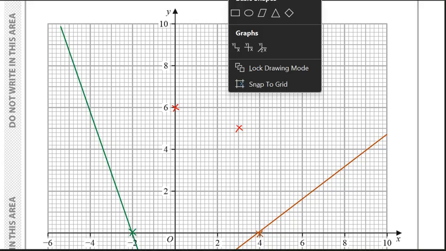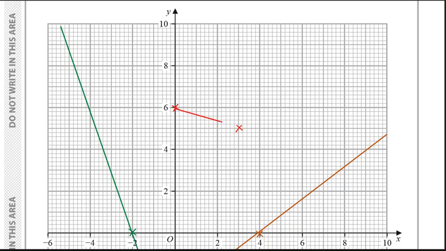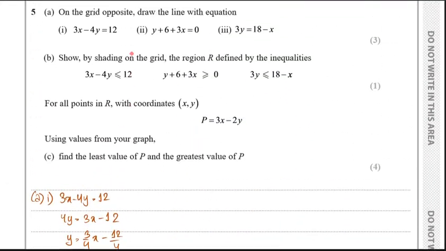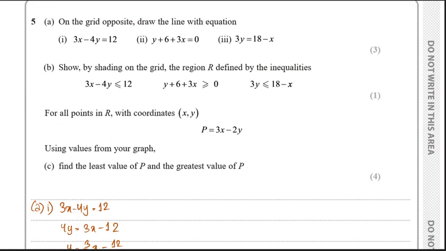So now let's draw this line. Now extend this as well. And this is a line that we need. And then they have said, show by shading on the grid the region R defined by this inequality. Okay, and this is 3x minus 4y is less than or equal to 12.